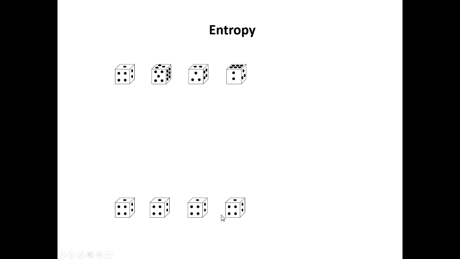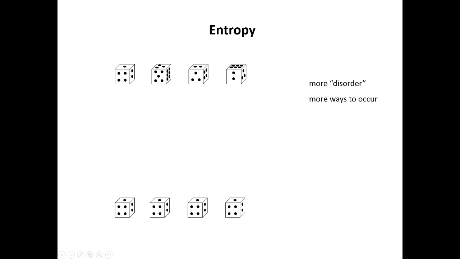So which of these two systems would you say has more order? Which one has more disorder? We typically would say that the top system has more disorder, and this is more orderly because they're all the same. The other thing we can say is there's more ways for this scenario to occur, and there are fewer ways for this outcome to occur.